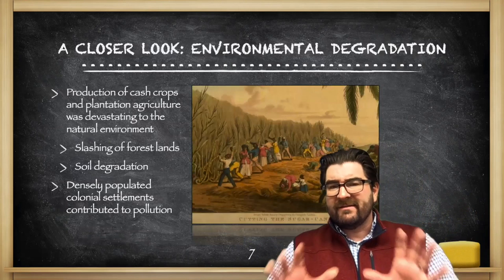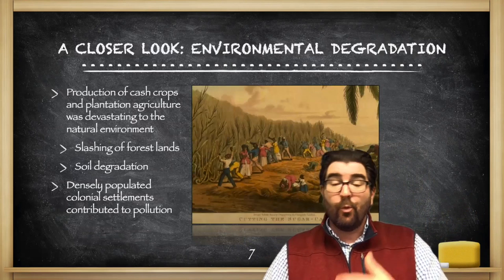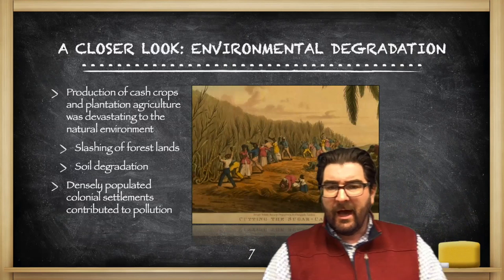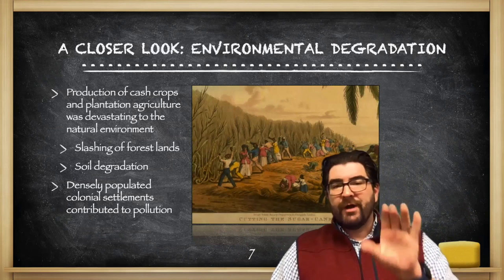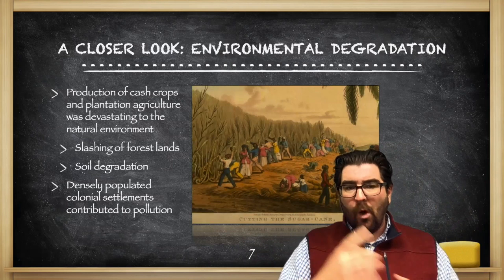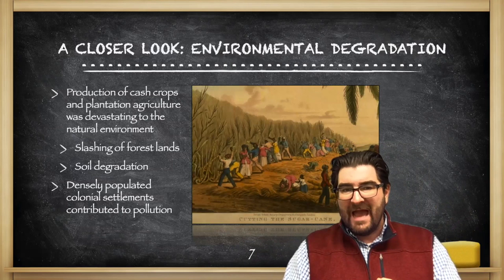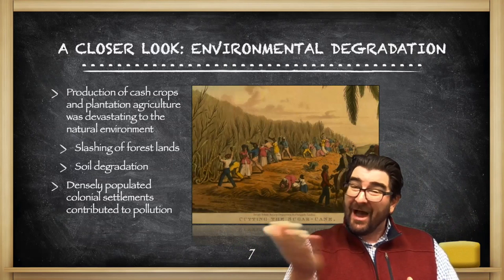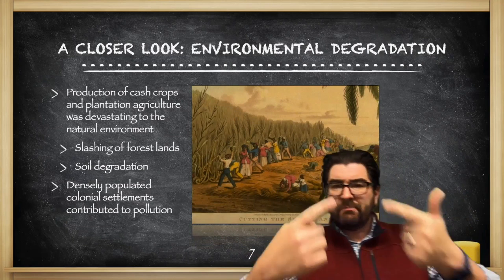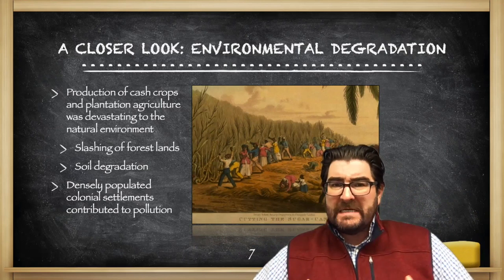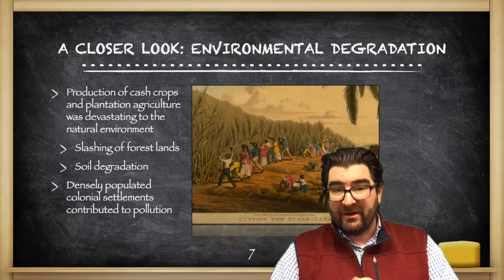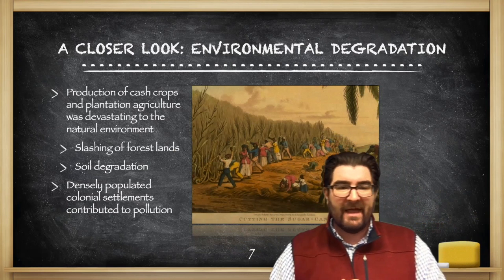We also want to recognize the environmental degradation that comes with the Columbian Exchange. So another aspect of the humans and the environment theme of this unit. The production of cash crops in plantation agriculture, which is a massive farm producing primarily one crop, is going to be devastating to the natural environment. You've got to slash down forest lands to give you wide open farmlands. And then the continuous planting of one crop, especially a very demanding crop like sugarcane, is going to lead to soil degradation in the areas where it will be planted.